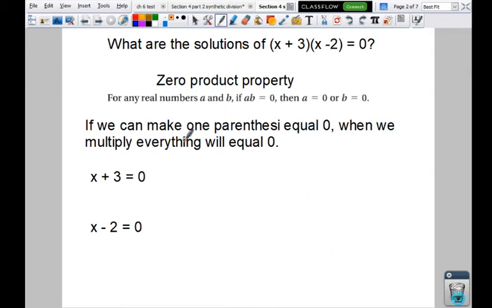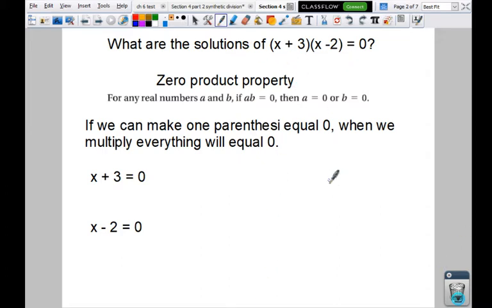For any real numbers a and b, if a times b equals 0, so if you take 2 numbers and multiply and get 0, one of them has got to be a 0. If you multiply 2 things and it equals 0, one of those is 0.